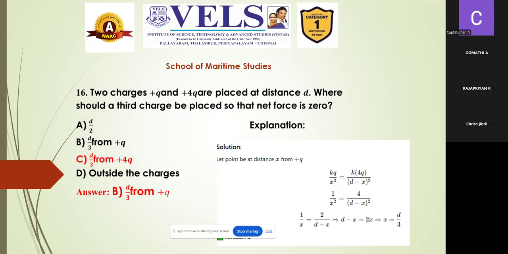So this k and q will be cancelled. In the second step, we can write 1 by x square is equal to 4 by d minus x whole square. So 1 by x is equal to 2 by d minus x. From this equation, we can find the value of d minus x. So d minus x is equal to 2x. So x is equal to d by 3. So what is the answer? Option C, d by 3 from plus q.